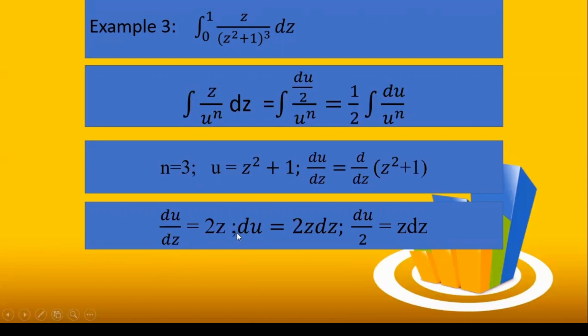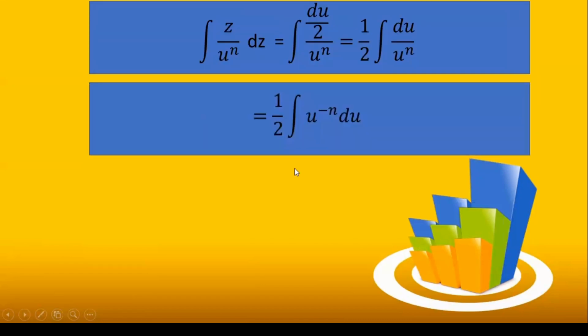Then solve for du. You're looking for du. So here du equals 2z dz, so du over 2. You are looking for z dz. So you look for a function that will substitute z dz. So z dz is equal to du over 2. That's why here z dz is now du over 2. Copy u to the n. Simplify, it becomes 1/2 times the integral of du over u to the n.